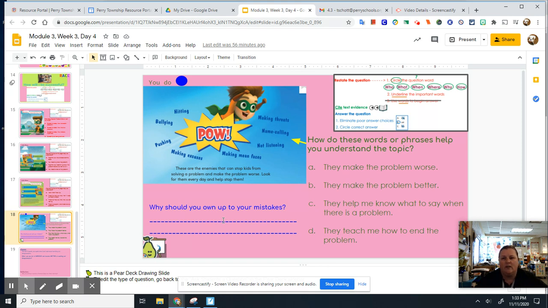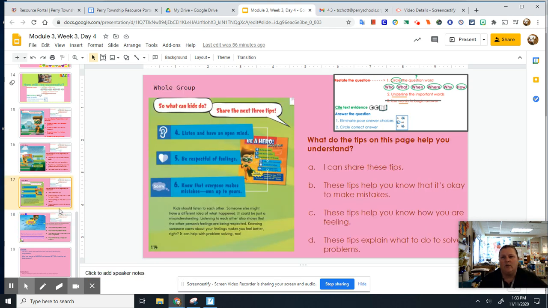Welcome back. For our last question for today, you're going to type in your answer for this one. Why should you own up to your mistakes? So on the previous page, we saw it says, know that everyone makes mistakes, own up to yours. Why should you own up to your mistakes? In other words, why should you admit when you've made a mistake?